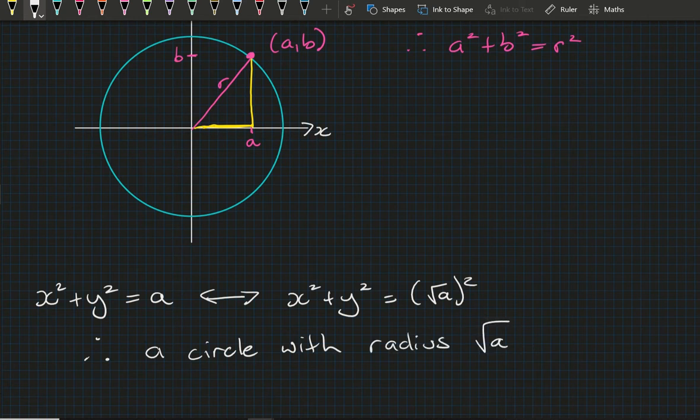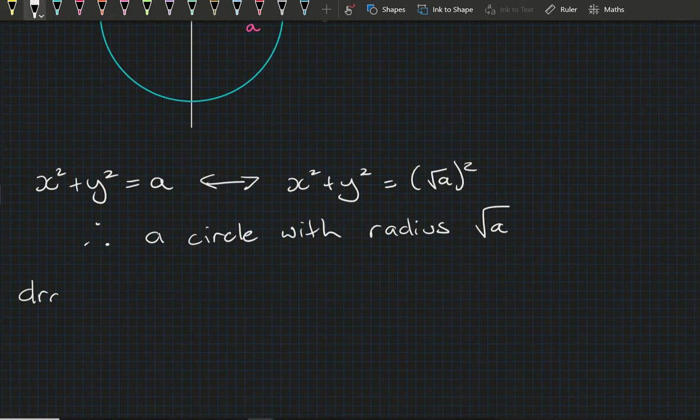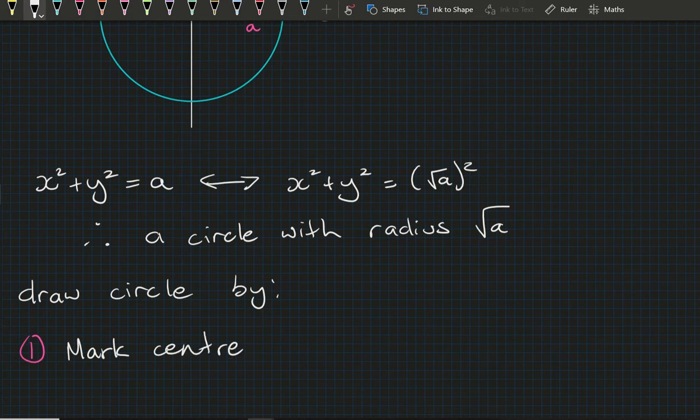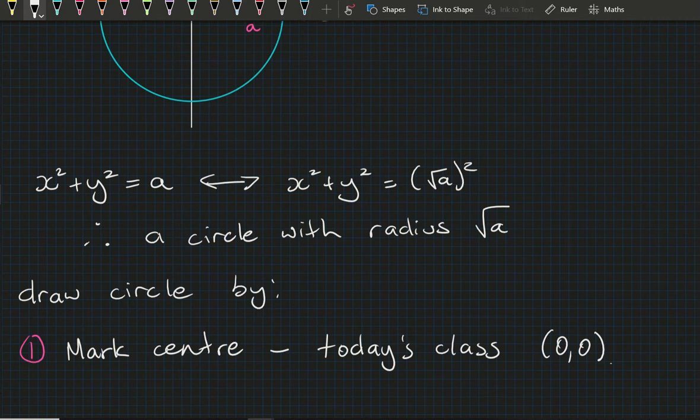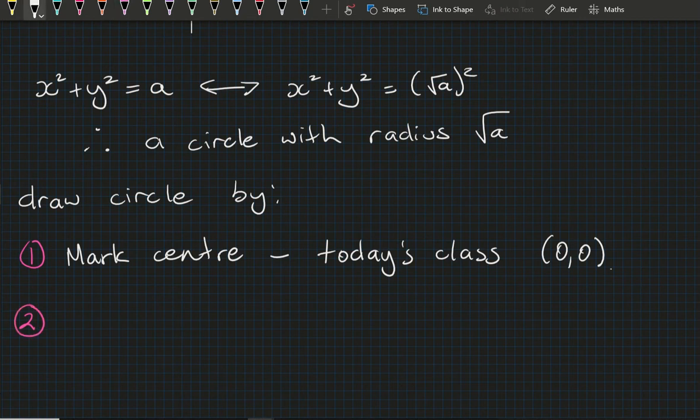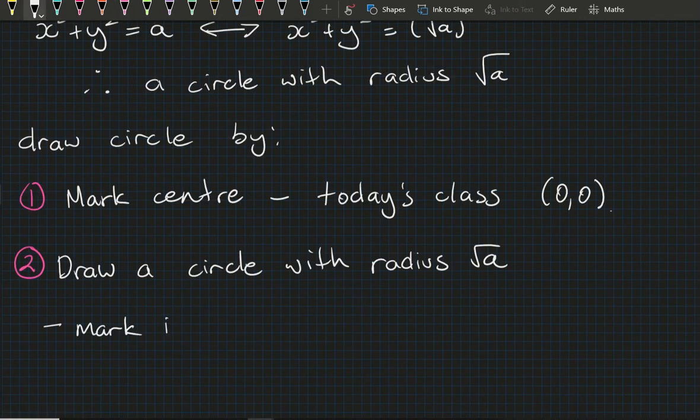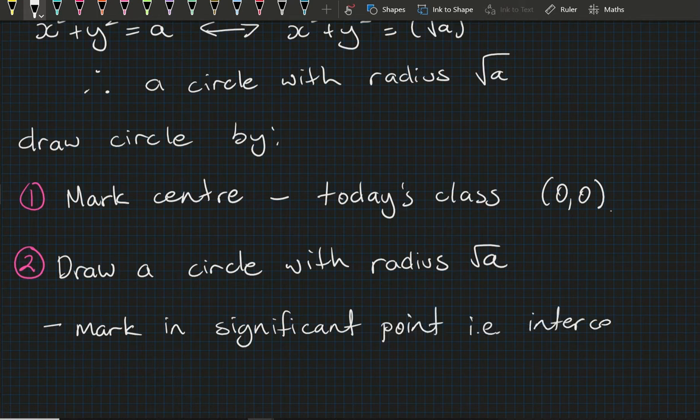So once we know what the relation is describing our circle, we draw the circle by, 1, marking the center, which in today's class will be 0, 0. Later on in this unit, we'll actually look at circles with different centers. And then 2, we draw a circle that has the radius square root of a. And don't forget to mark in significant points like intercepts.